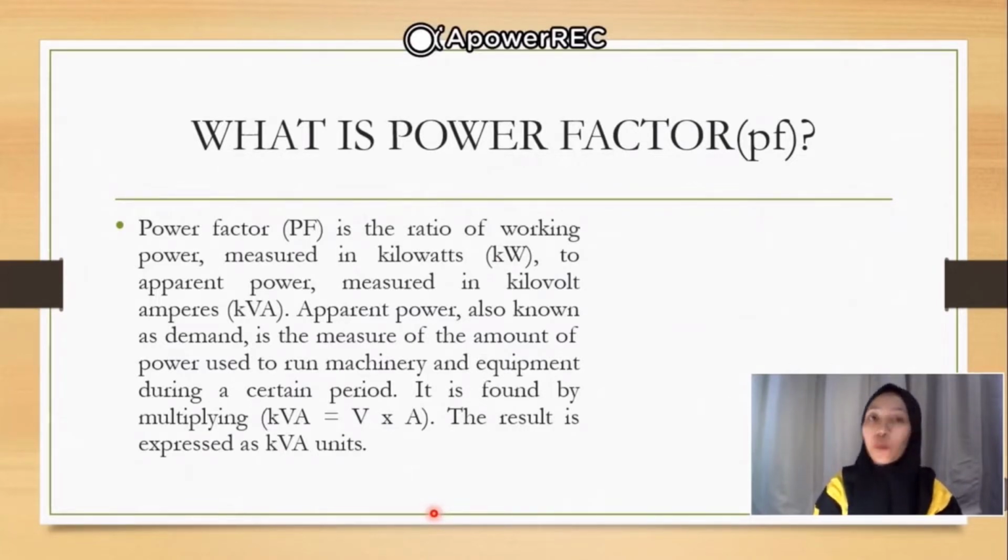I'm representing about what is the power factor, which is PF, and the connection that we will do in this activity. First of all, what is the power factor? Power factor is the ratio of working power measured in kilowatts to apparent power measured in kilovolt amperes. Apparent power, also known as demand, is the measure of the amount of power used to run machinery and equipment during a certain period.